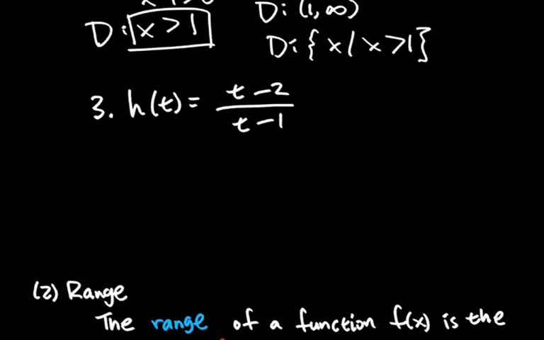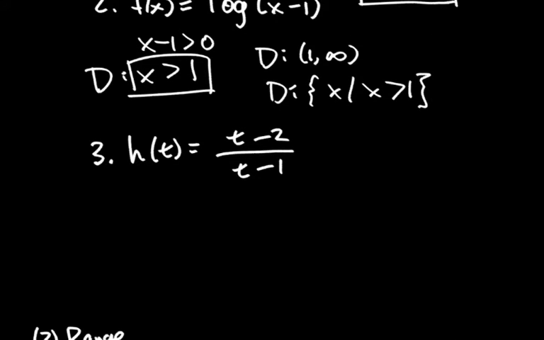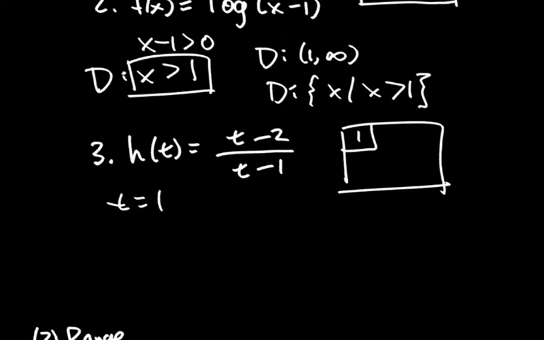All right, let's look here then. h of t equals (t minus 2) over (t minus 1). Is there anything that's going to make this undefined? Well, in this case, undefined would just be dividing by 0. So t equals 1 is going to make this 0, right? That's pretty clear. So if we look at that little diagram again, the undefined part is t equals 1.